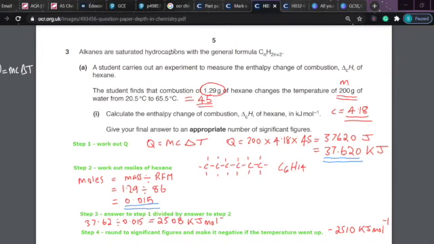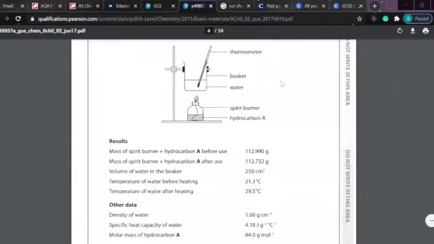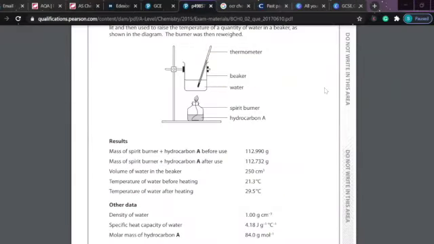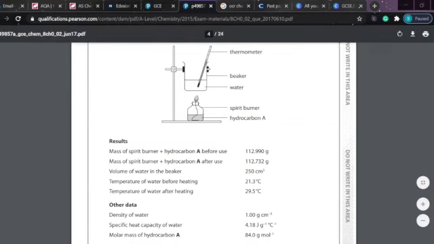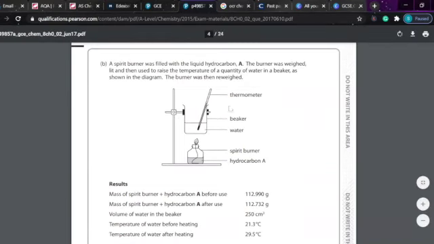So I'm going to change the screen now, and I'm going to bring up another question. This is taken from Edexcel AS Paper 2, June 2017. Again, I will reference it in the comments.